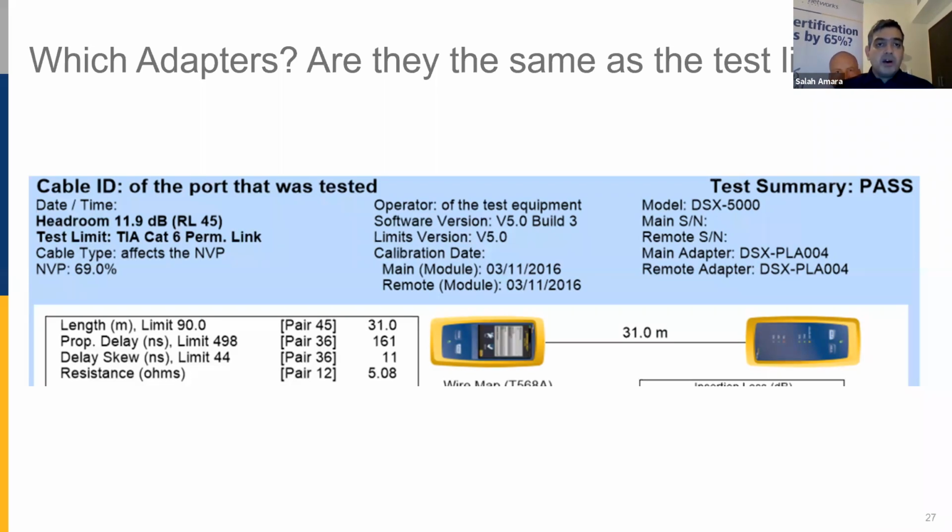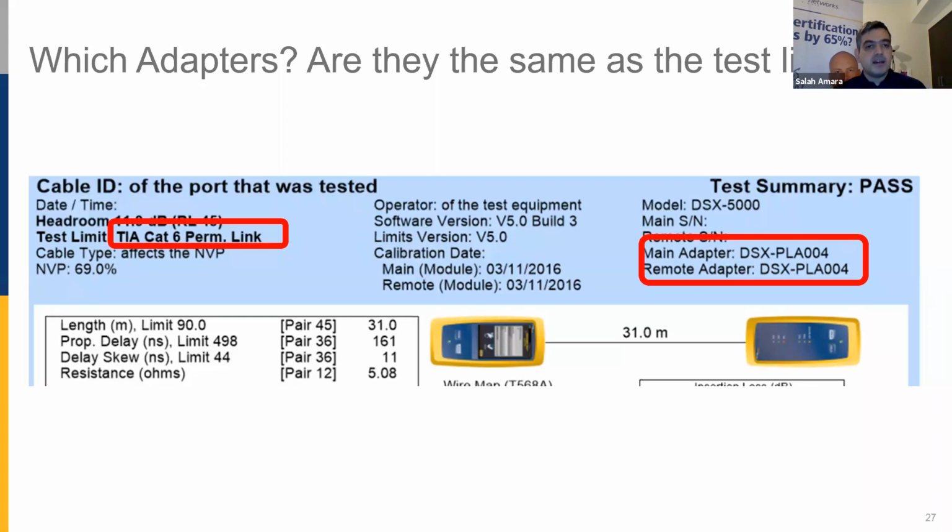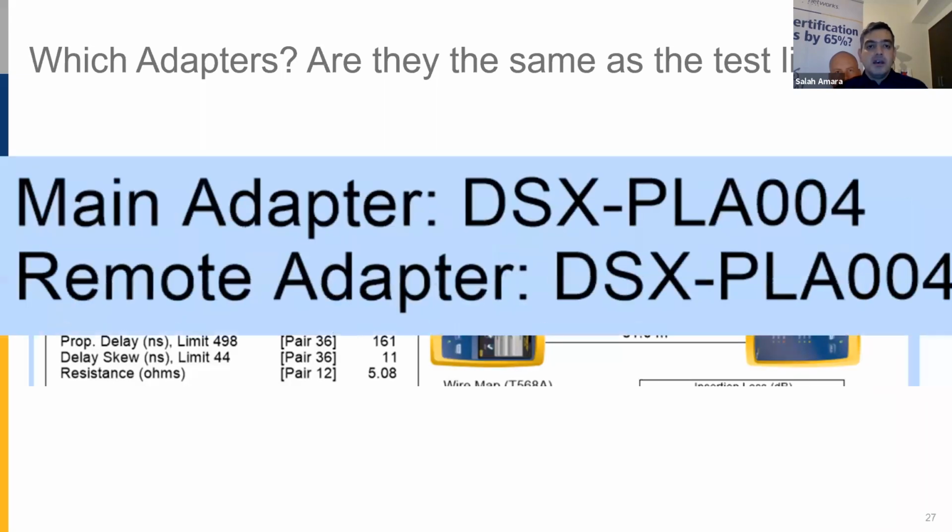The other part is which adapters have been used. If you noticed here, we use the Cat6 permanent link, correct? So we need to make sure that we use the right adapter. We have seen many situations where a customer has set up the test limit as Cat6 permanent link, but used different adapters. The main adapter here is DSX PLA. PLA, from its name, refers to permanent link, so it seems to be okay. The remote adapter was also DSX PLA, and from its name, we can recognize that it's a permanent link.